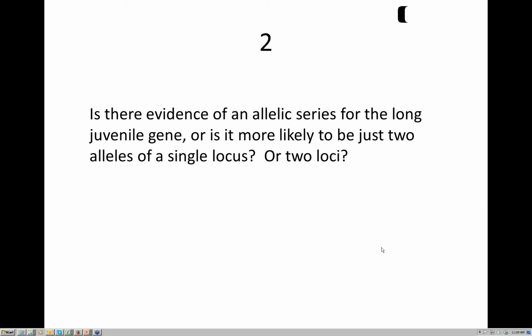Does anyone want to weigh in on evidence for an allelic series for the long juvenile gene? Is it more likely to be a plus-minus, you have it or you don't, with its effect in possibly different genetic backgrounds? Is there any evidence for actual independent loci? From what I heard presented today, we aren't quite at the answer to that.